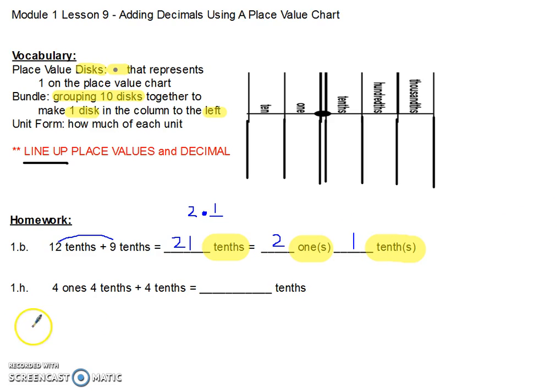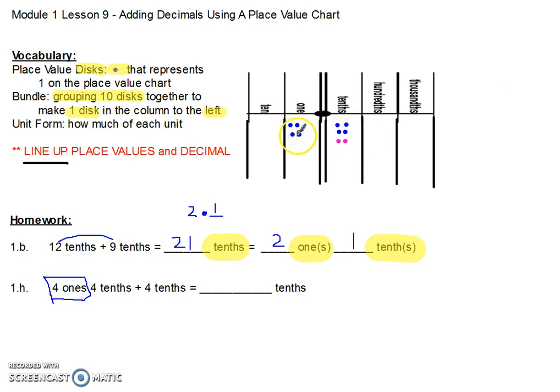All right, so let's take a look at 1H. There's 4 ones and 4 tenths plus 4 tenths, and it's just asking us for tenths, which is interesting, but this gives us a chance to really unbundle these ones right here. So I'm actually going to show this up on the place value chart. So the first one, I have 4 ones, so I'm going to draw my 4 ones. I have 4 tenths. And then in my second number, I also have 4 tenths. Now, they only want us in tenths, but here I have some ones. So what I'm going to need to do is to unbundle these ones.